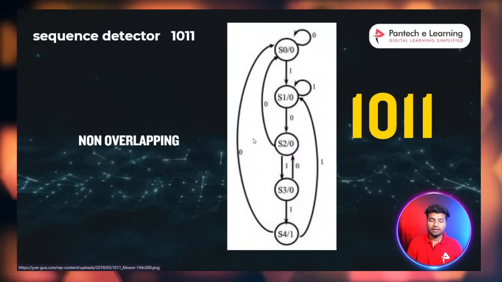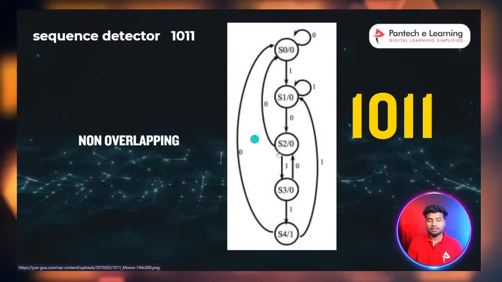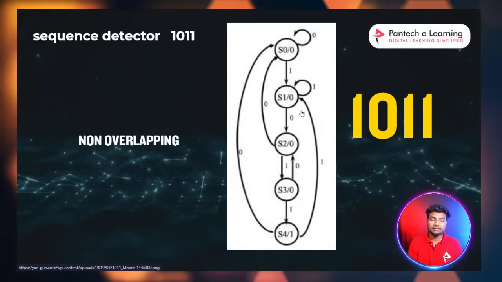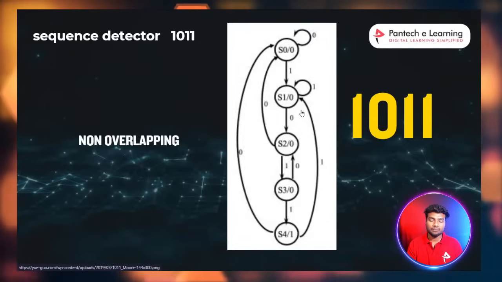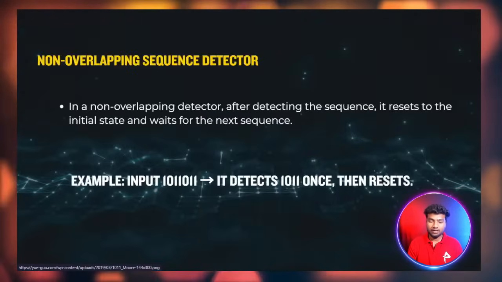Some people may not understand this, so please refer to it personally, then you can understand. The main thing is that the state transition is based on the current input only, not on the previous output. So this is the Moore type.